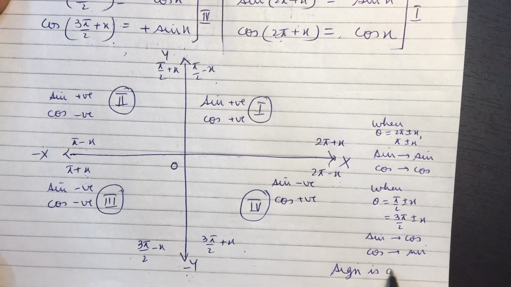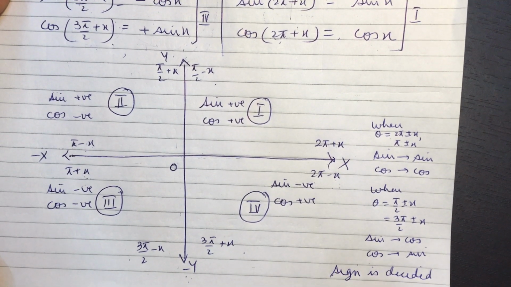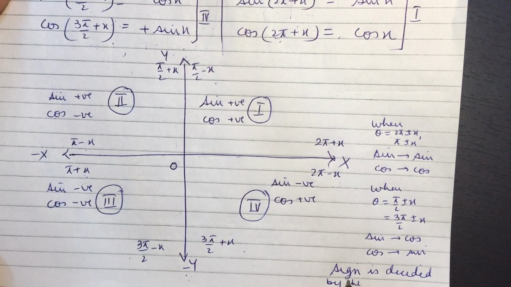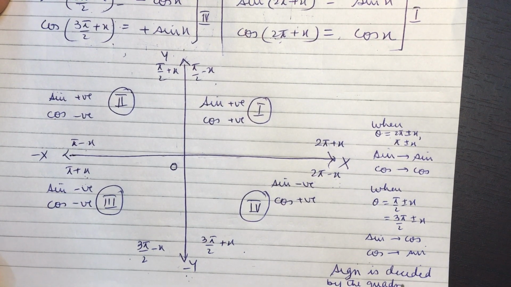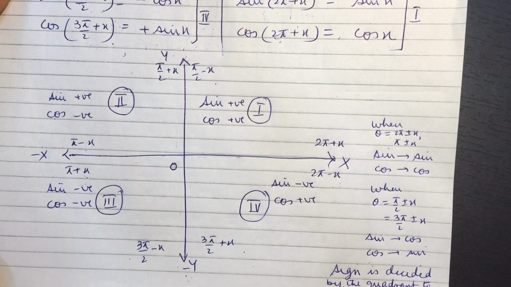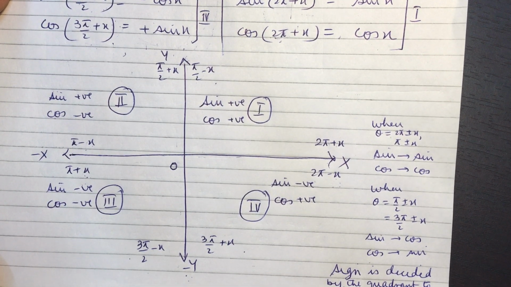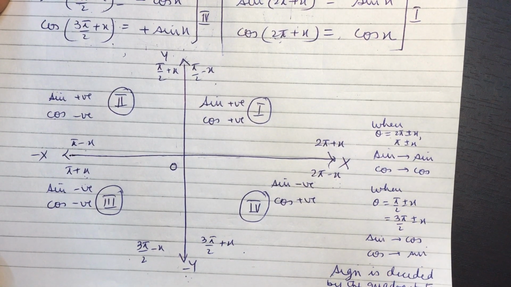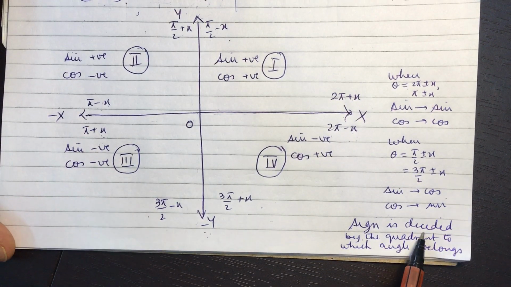And the sign is decided by the quadrant to which the angle belongs. So this is the result which we have arrived at.